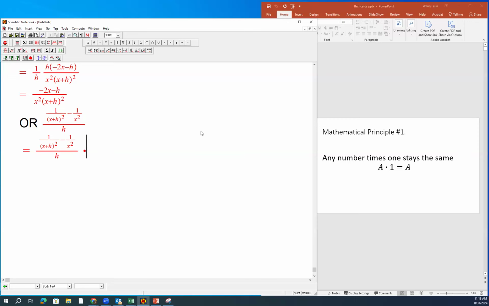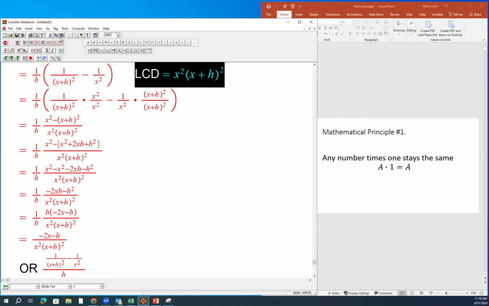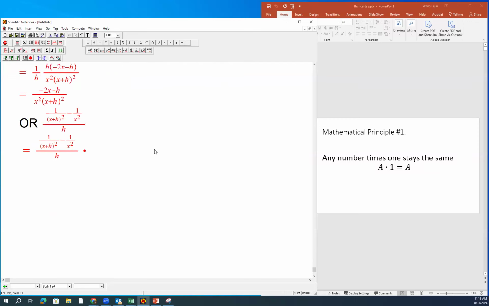So we still use the same common denominator. So we still have the same LCD. However, how do we make use of this LCD? We're gonna multiply. I'm gonna show you a sequence of actions. You're gonna see that we still multiply by 1, right? So this whole quantity is 1. I'm using mathematical principle number 1 one more time.